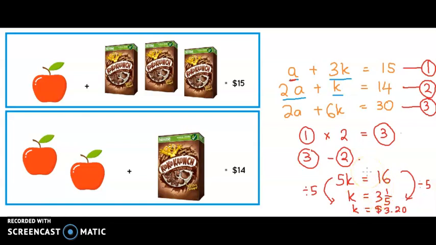Alright, so this is just the first part of finding the Cocoa Crunch. From this equation, once you know how much one K costs, you can substitute the value inside, for example, equation 2, which we'll cover in the next video.